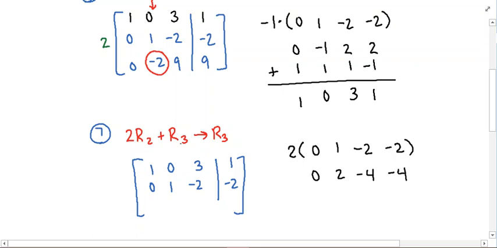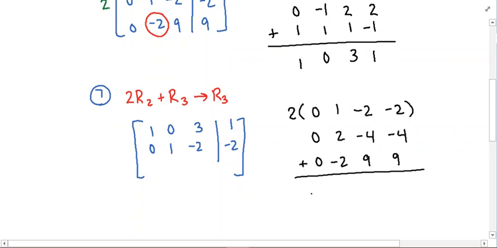Now you're going to add back to it row 3. So go back to the previous matrix. Look at row 3. Let's write this down. Okay, add. We're going to get 0, 2 plus a -2 is 2 minus 2. That's going to give you 0. -4 plus 9 is 5. There's your new third row.